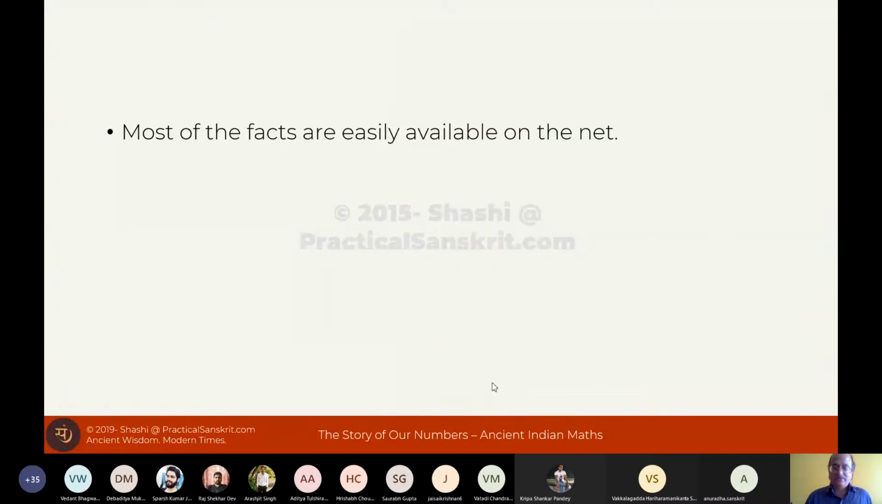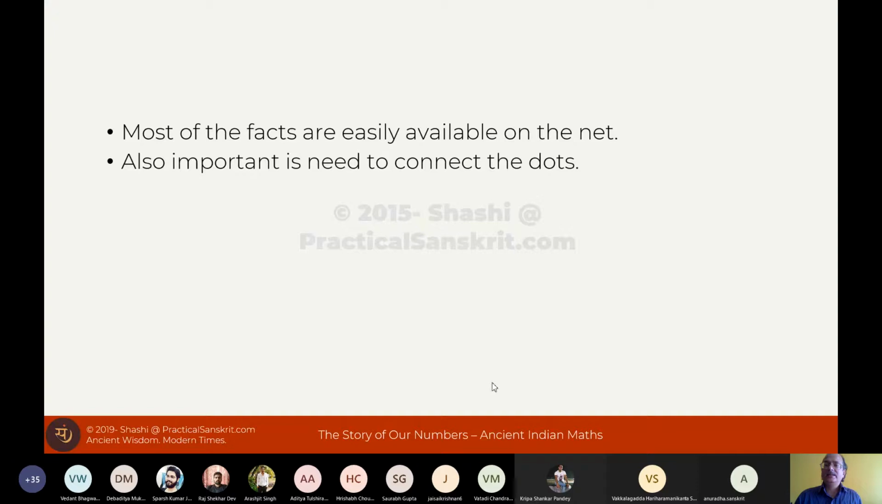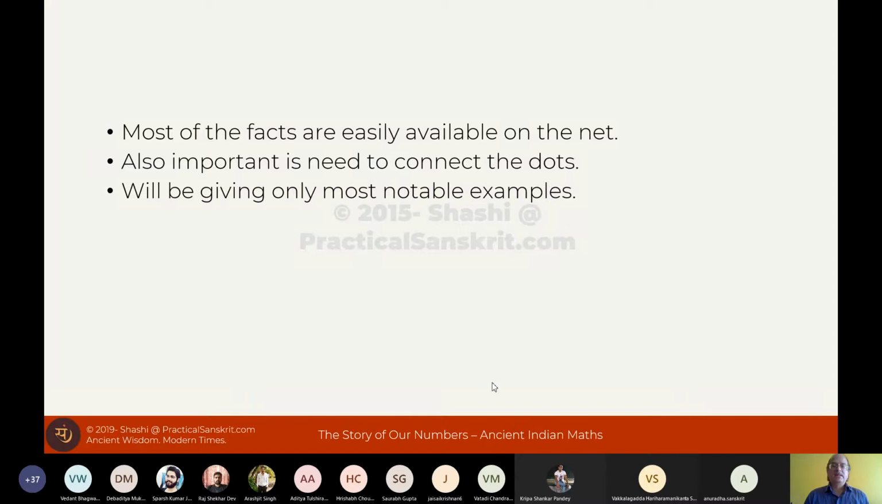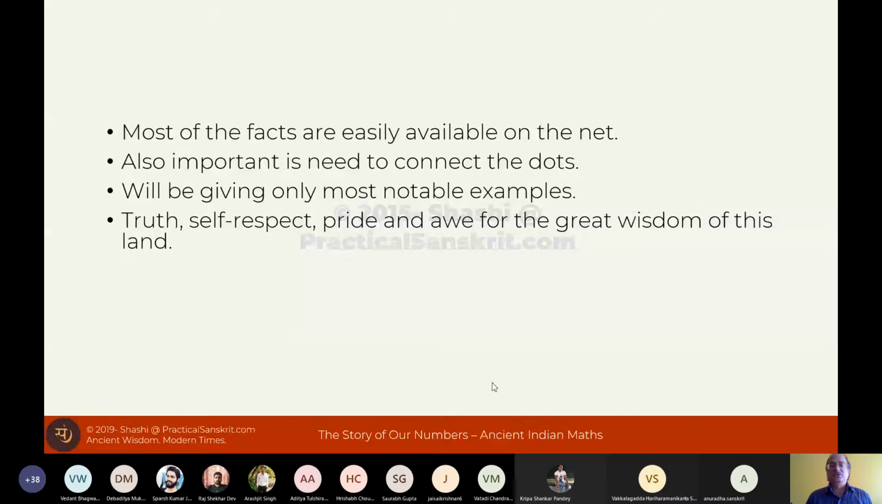Most of the facts are available on the internet, as I mentioned, and it's also very important to connect the dots. If you don't connect the dots, you just have data. When you connect the dots, then you get some insight and some wisdom, right? The examples I'm giving are the most notable examples. There is a lot out there that will also require maths department people to be able to digest. There's a lot of stuff, so I'm not going to go into all of them in this short introductory session. The purpose here would be, one, to know the truth.